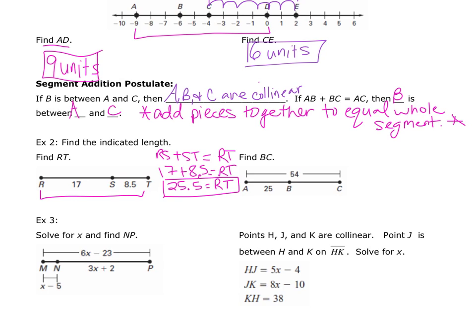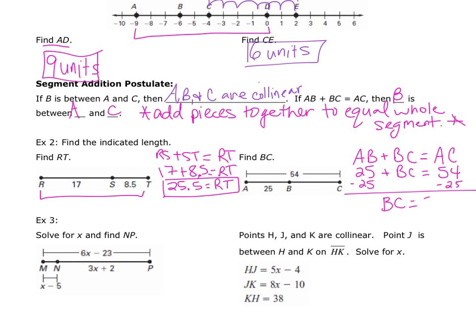On this next one, we see that BC is the part that's missing, but we always know that if we add the two pieces together, that should equal the whole segment. And that's how we have it set up. Now we can fill in the pieces we have. We have 25. We don't know what BC is, so that stays BC, but AC is 54. To solve this, we need to subtract 25 from both sides. When we do that, we get 29 on the other side. So BC is equal to 29.